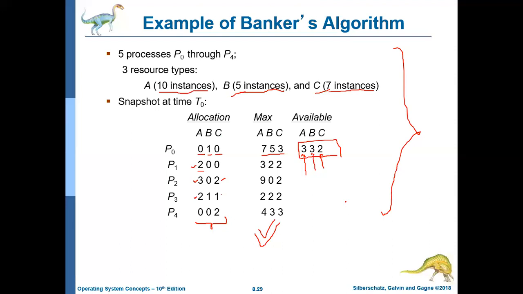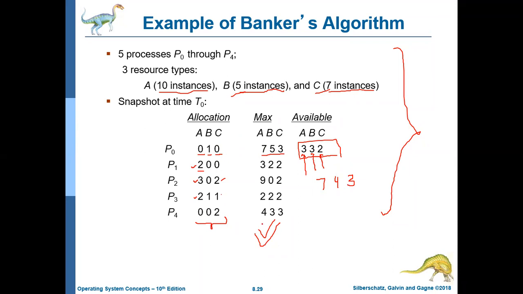What is the current need of these processes? This process P0 requires this number of max and we have allocated this already. So what will be the need matrix? Need value of P0: 7 minus 0, that is 7. 5B it requires, we have already allocated 1, 5 minus 1, 4. 3 C it requires, 0 you have allocated, 3 minus 0, 3. It will be the need of process P0.